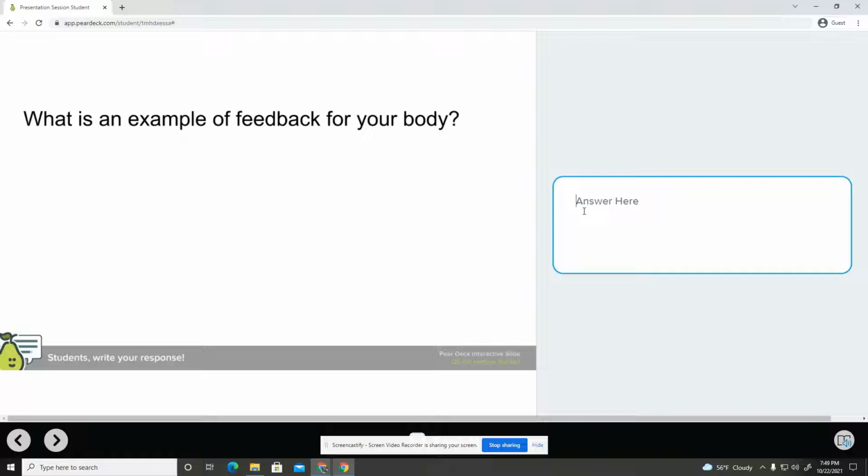Another example would be pain. If you've injured yourself, you'll feel pain to let you know that that area is injured and to dissuade you from using it until it can actually be healed, at which point you no longer feel pain because it can be used as needed.